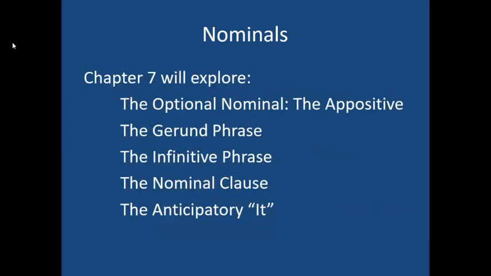So what the author says is, well, a noun is just one option. Now let's take a look at the other options which do the same jobs. I want you to remember that a noun is a type of a bigger category called a nominal. So noun is just one option that you have. Here are the other options that we're going to approach. We're going to learn about appositives, the gerund, the gerund phrase, the nominal infinitive, the nominal clause, and the anticipatory it in this chapter.